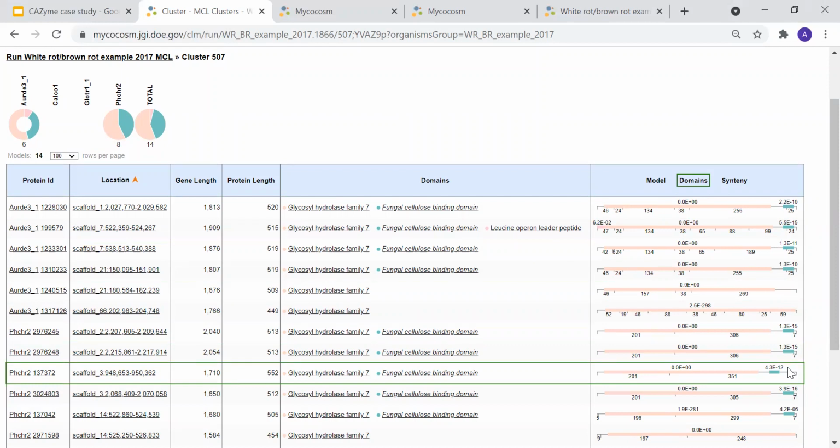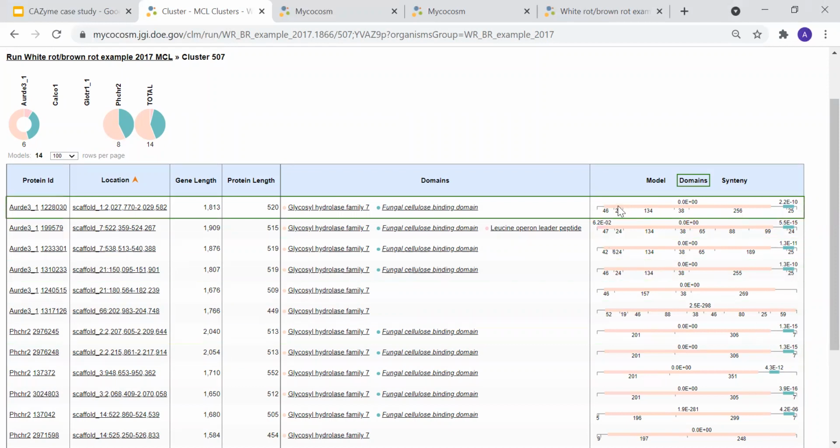So these domains are color-coded based on the protein shown. As you can see here, this corresponds to the glycosyl hydrolase, and this corresponds to the fungal cellulose binding domain. As we can expect from their function, we can see by this model they occur together for the most part. And also we know that these are specific to the white rot fungi.